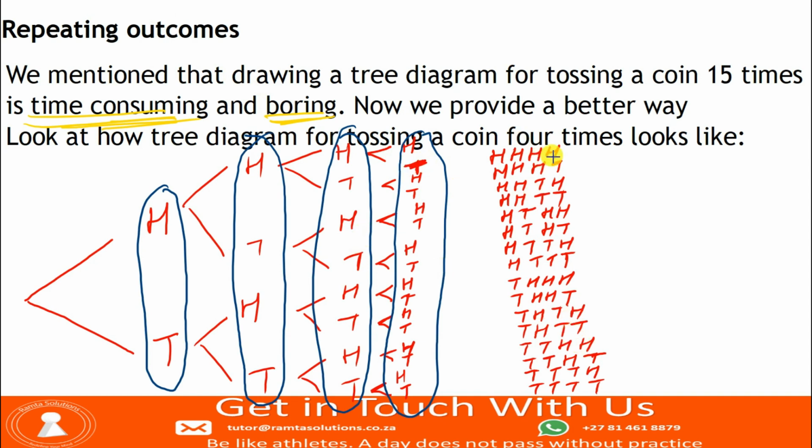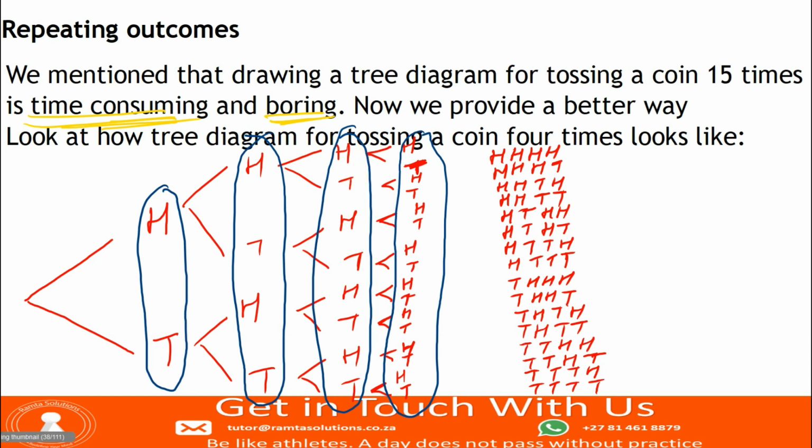But how many outcomes do we have? 1, 2, 3, 4, 5, 6, 7, 8, 9, 10, 11, 12, 13, 14, 15, 16. That's 16. But isn't there a better way of doing this? This is why you are doing mathematics and why you are doing the counting principle. And I'm going to show you now.